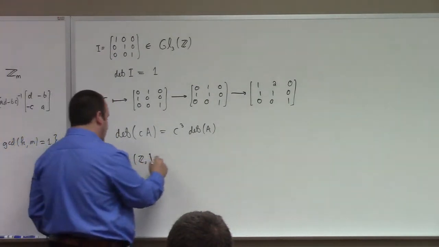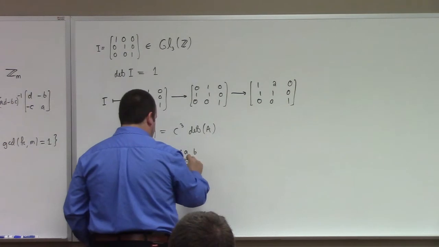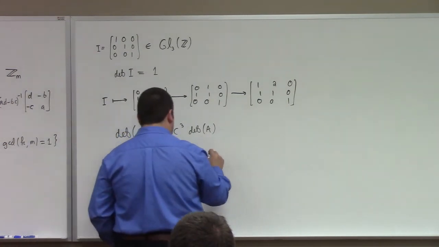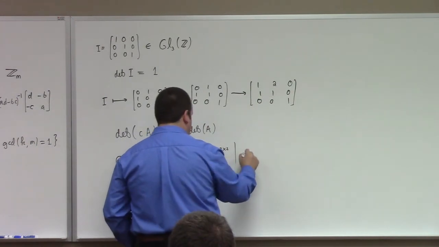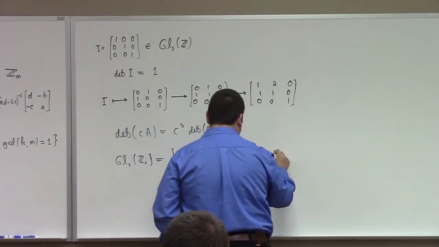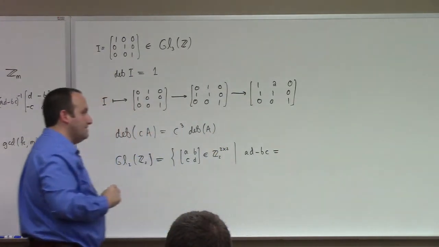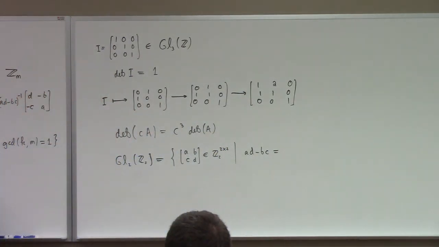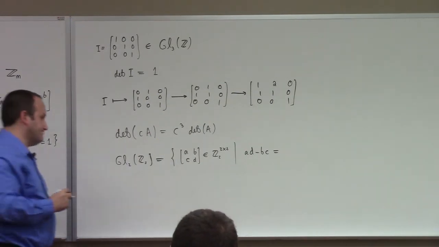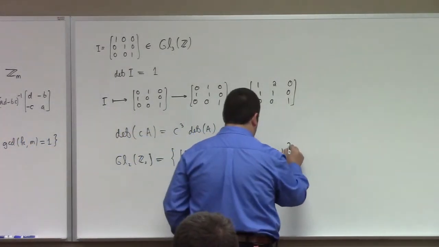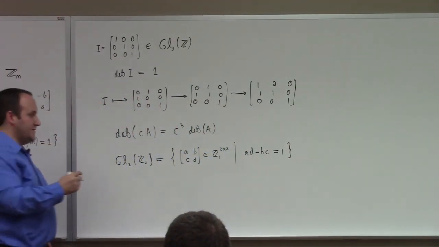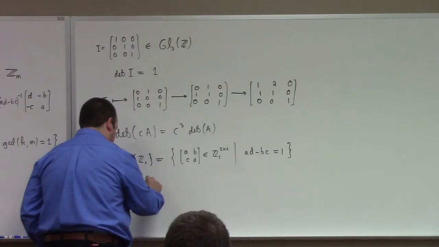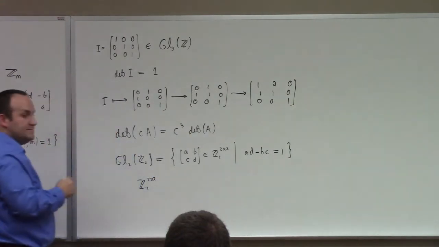Because here you're looking at A, B, C, D in Z2, 2 by 2, such that AD minus BC is equal to what? There's only one unit in Z2. What is it? 1. Right. How many matrices are there in here? How big is this?